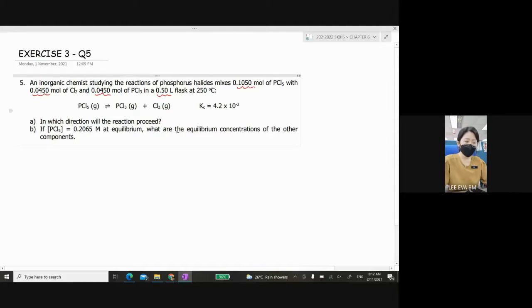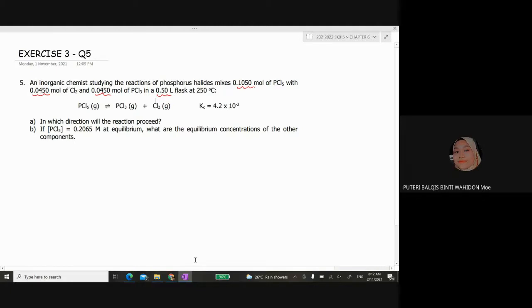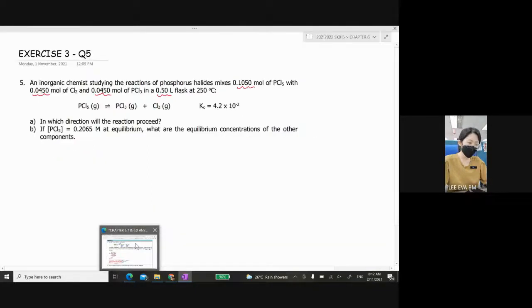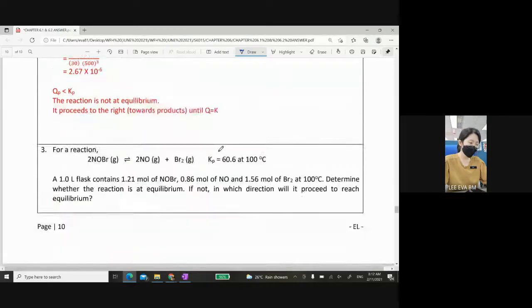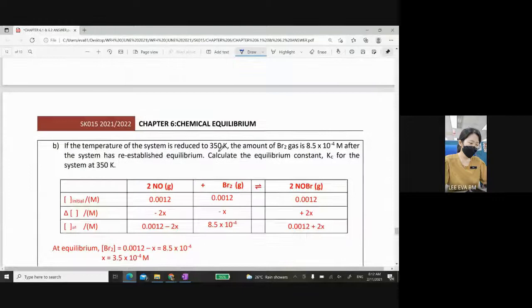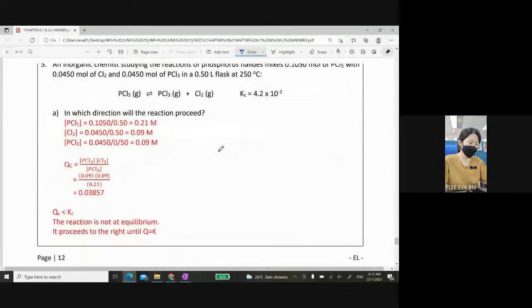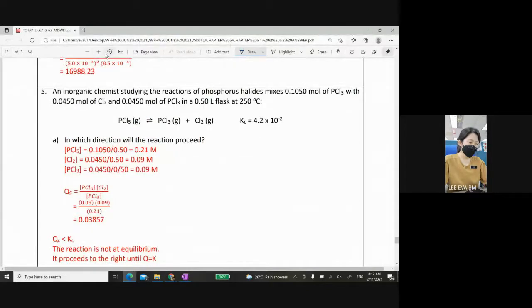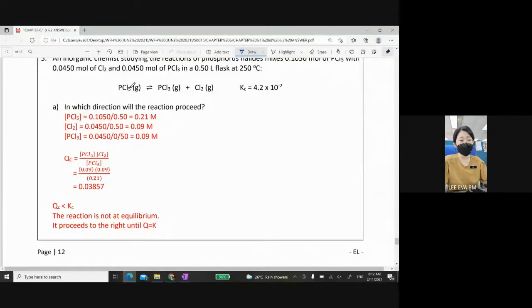So in which direction will the reaction proceed? So in your answer, which direction do you get? To the right. Okay. So again, you have the equation and the information for all species. So question number 5 over here. All right, you have the information, but it's given in number of moles. So you need to convert into concentration using the formula: concentration equals number of moles over volume in liters. So figure out the concentrations of all the species.